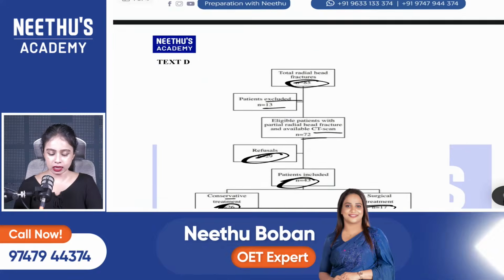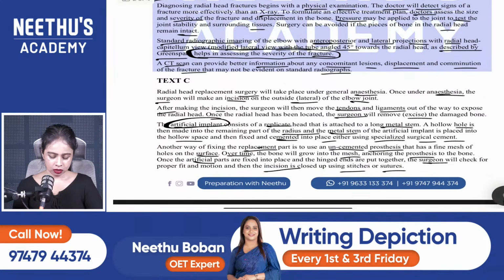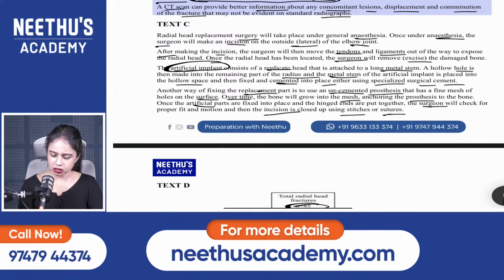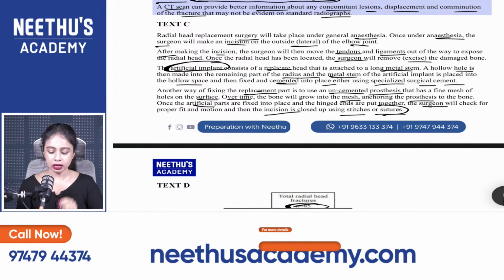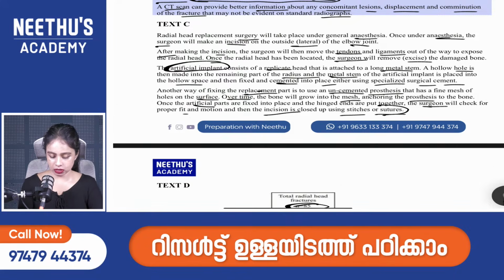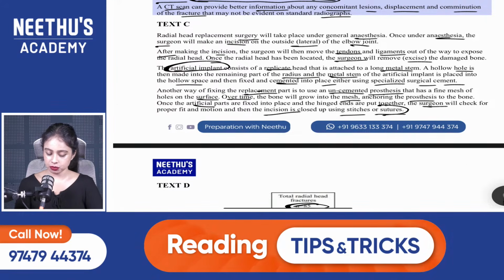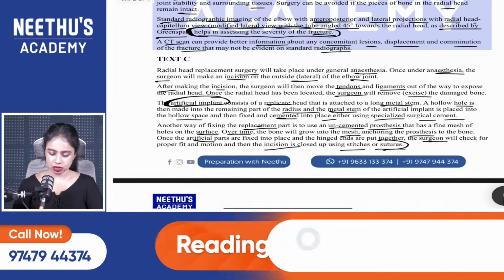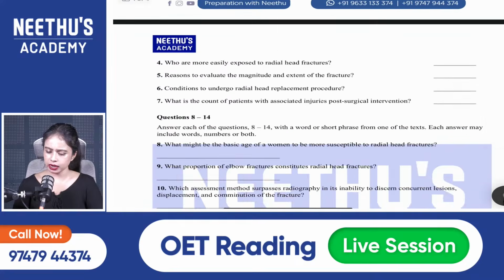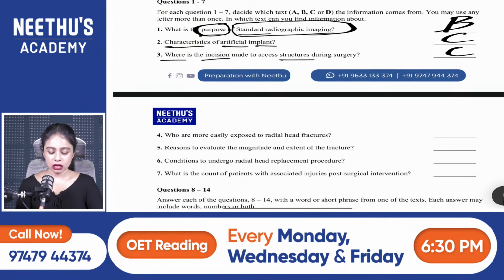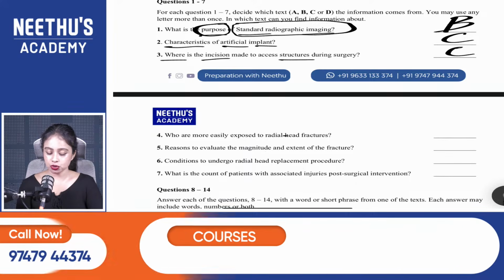And in text C, as you can see here, somewhere here, it is mentioned sutures or stitches. The surgeon will check your proper fit and motion, and then incision is closed up using stitches or sutures. So that means answer is mentioned in C again. So you can repeat the letters, right? So C, C.